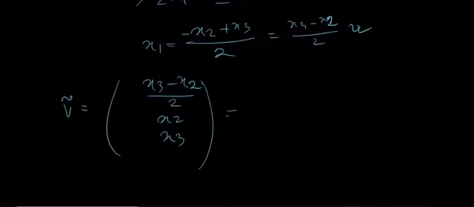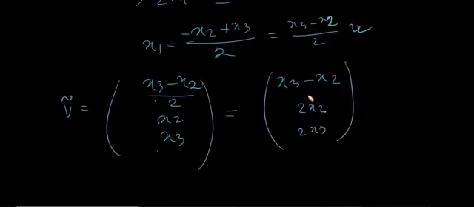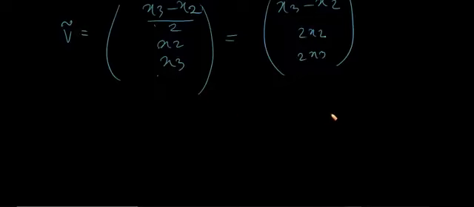Now what I can do is multiply each of these elements by 2. You know this from linear algebra. This just means rescaling the whole vector, nothing else. So we can write it as x3 minus x2, 2x2, 2x3, like this. And since these two are free variables, x3 and x2, and their choice is arbitrary, I can do the following.